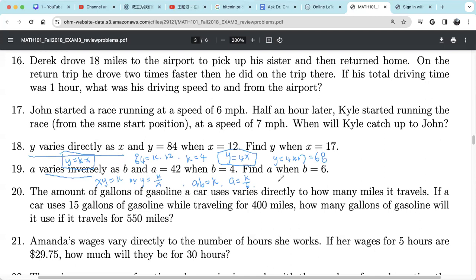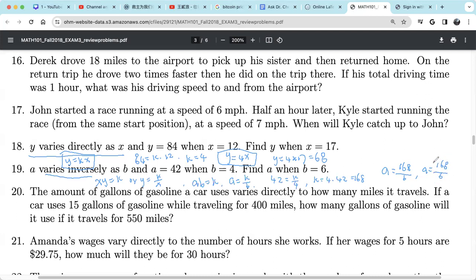So when a is 42, b is 4. That means k equals 4 times 42. 4 times 42: 2 times 4 is 8, 4 times 4 is 16. So 168. So finding a when b is 6. So we have a equals 168 divided by b, right? But now b is given as 6, so I have 168 divided by 6.